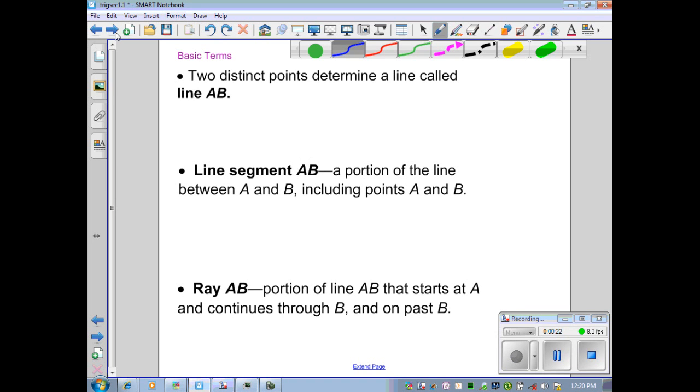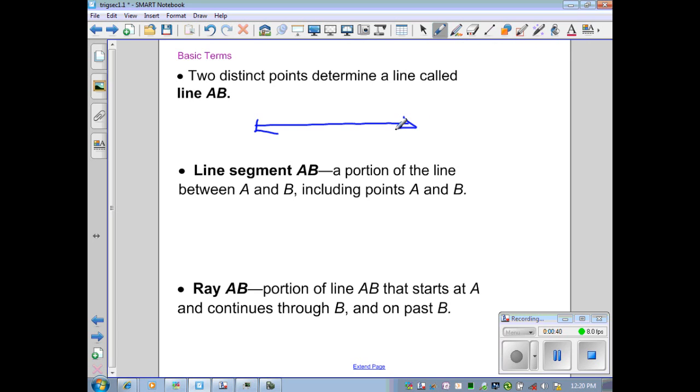Let's start off by talking about basic terms. This will look very familiar because geometry is a prereq for the trig class, so we're going to be taking a look at some basic terminology. This will go a little quick. Two distinct points determine a line called line AB.